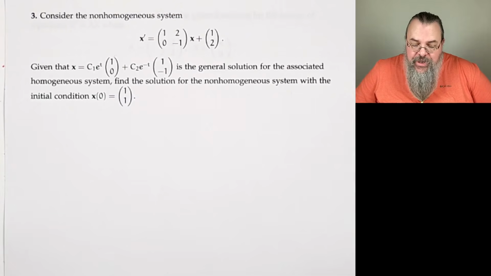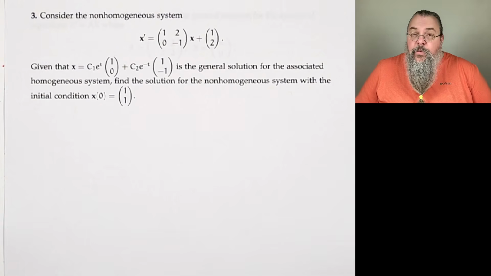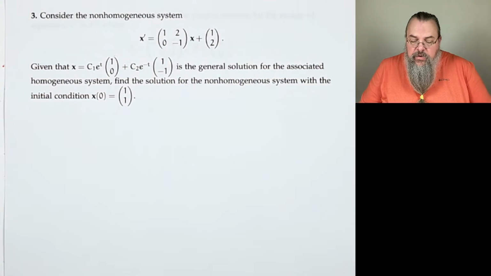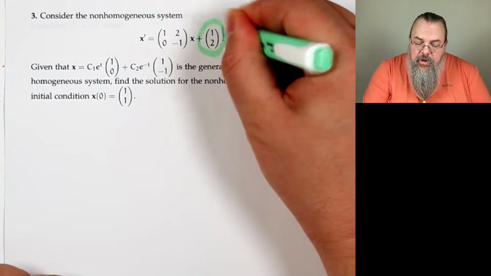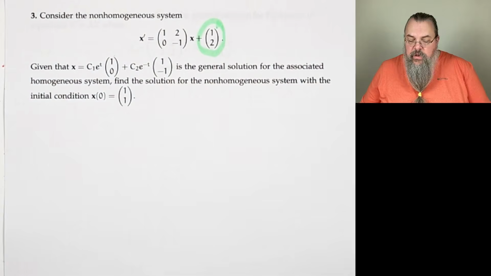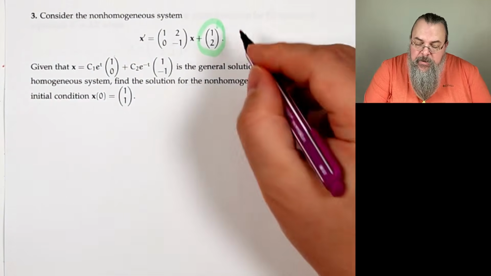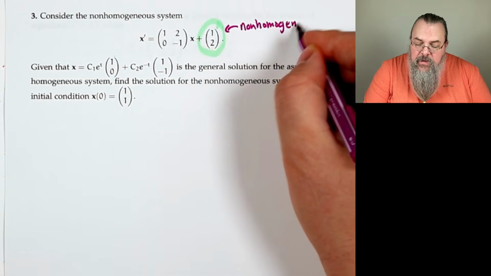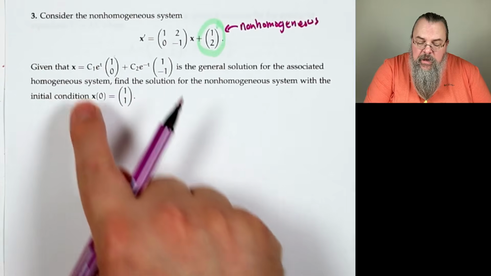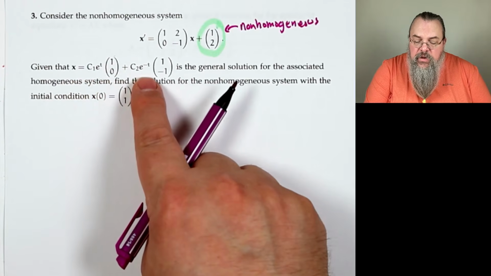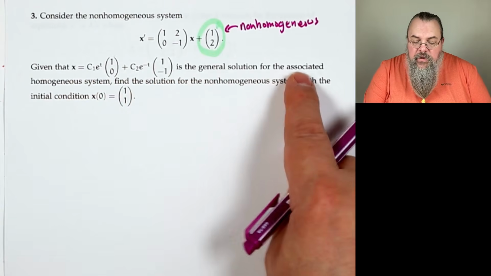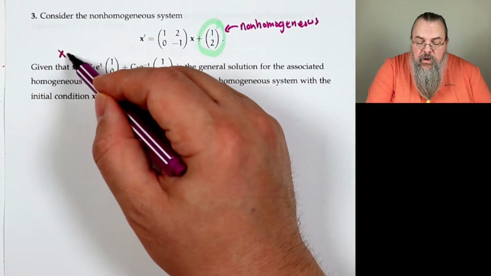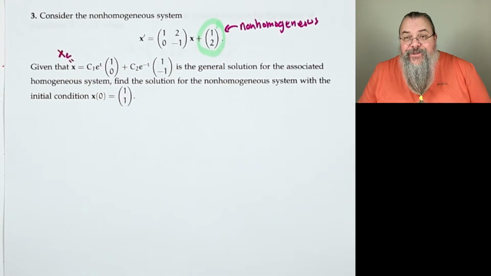Consider the non-homogeneous system. X prime is [1, 2; 0, -1] x plus [1; 2]. So this plus [1; 2] is our non-homogeneous part. All right, cool. Now what do we need to do? Well, we're given that x is c1 e to the t [1; 0] plus c2 e to the minus t [1; -1] is the general solution for the associated homogeneous system. So in particular, this x, we would call it xc, the complementary solution.